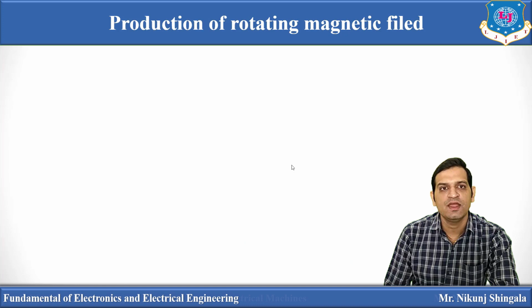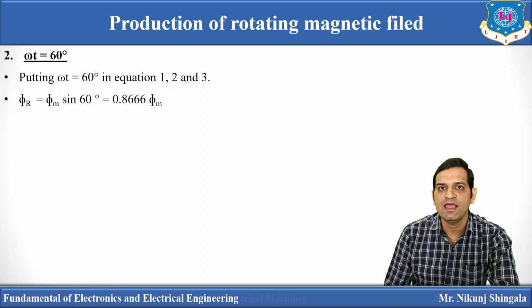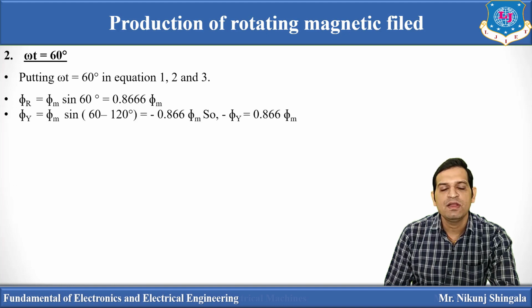Now taking the second instant, that is omega t is equal to 60 degree. Putting the value of omega t is equal to 60 degree in equations 1, 2 and 3, we are getting phi r is equal to 0.866 phi m, phi y is equal to phi m sine (60 minus 120), that is sine of minus 60, that is minus sine 60, that is minus 0.866 phi m. As we are getting the negative value of phi y, again taking the opposite, the reverse of this phasor, minus phi y is equal to 0.866 phi m, and phi b is equal to phi m sine (60 minus 240), that is sine of minus 180 degree. Sine 180 is 0, so phi b is 0.